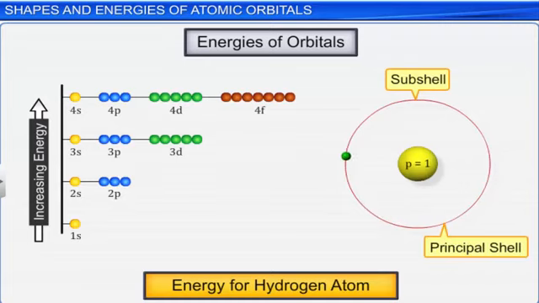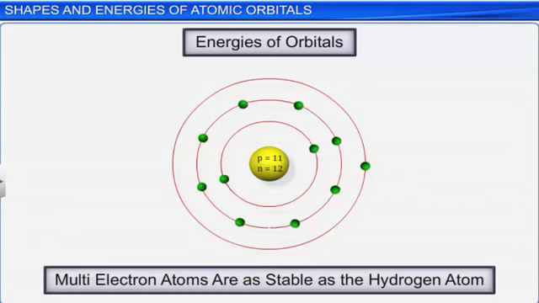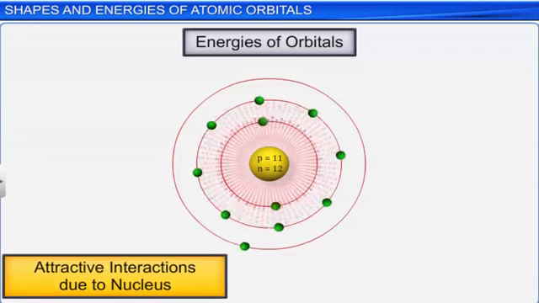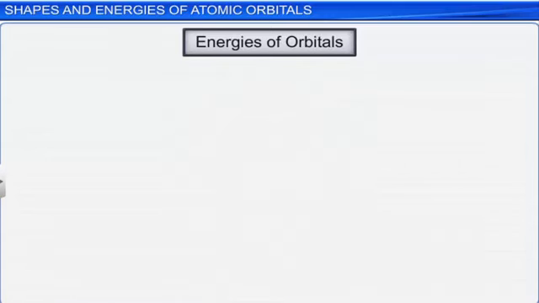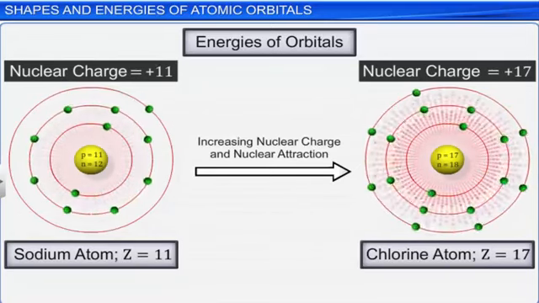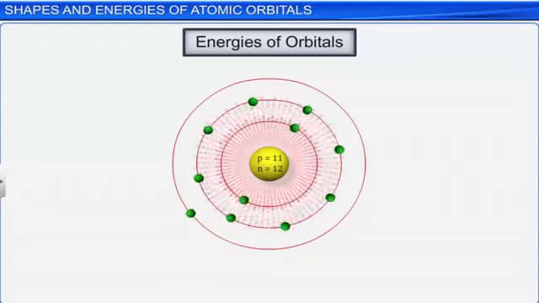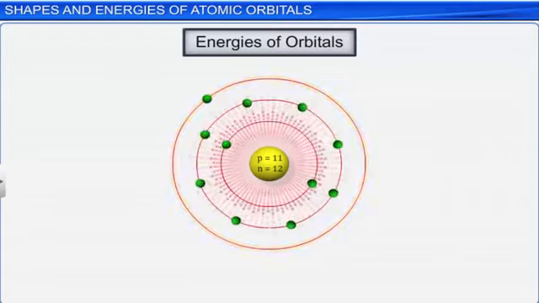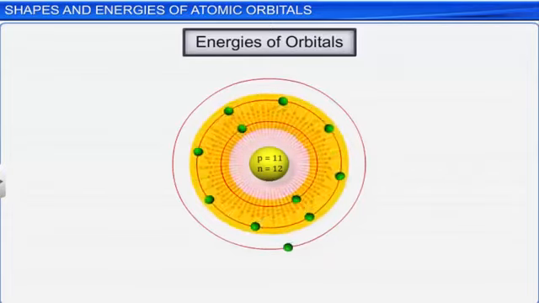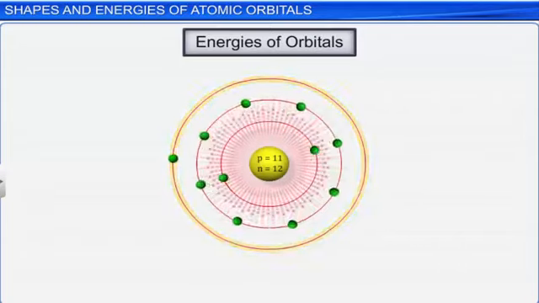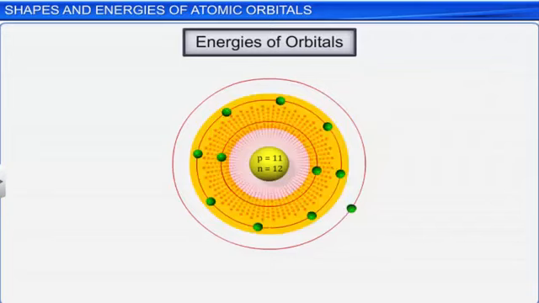Despite these repulsive interactions, the multi-electron atoms are as stable as the hydrogen atom because the net attractive interactions between these electrons and the nucleus are more than the repulsive interactions among the electrons. The attractive interactions of an electron increase with increase in positive charge on the nucleus. The complete attractive interactions of the positive charge are not experienced by the outermost electrons, as the electrons in the inner shells tend to shield the electrons in the outer shells from positive attraction of the nucleus. Thus, the net positive charge experienced by the outermost electrons from the nucleus is called effective nuclear charge, and the shielding of outermost electrons from the attractive forces of the nucleus by the inner shell electrons is called shielding effect or screening effect.